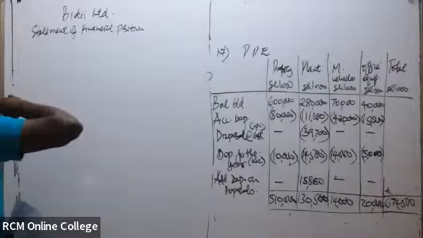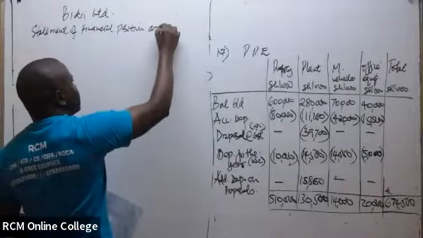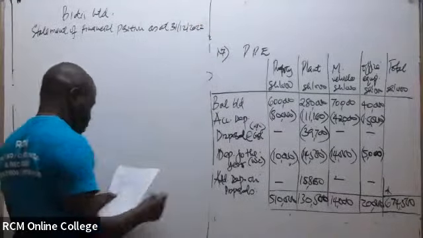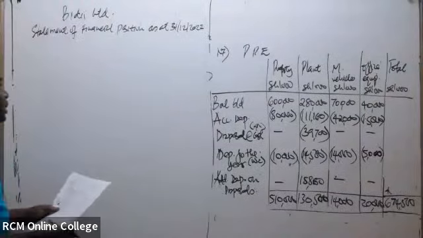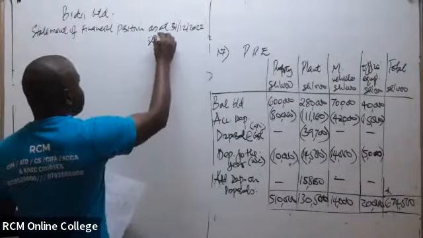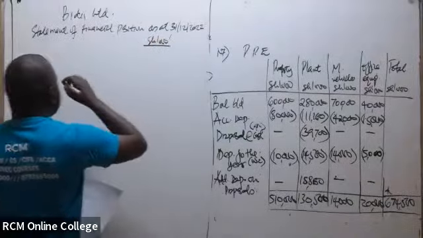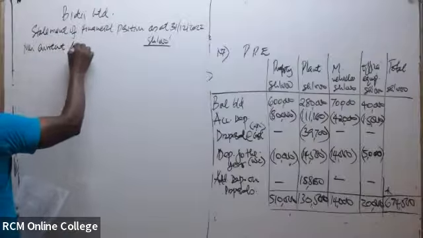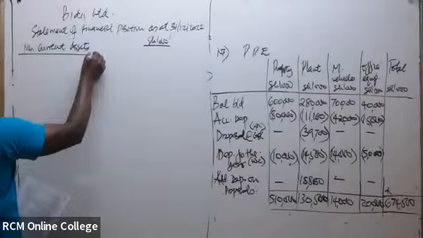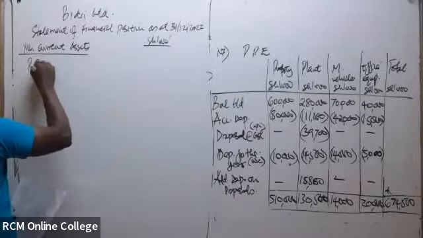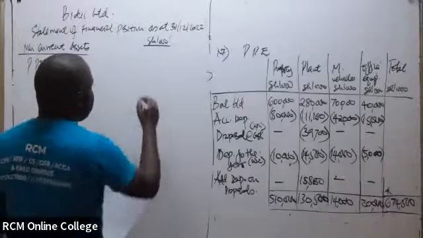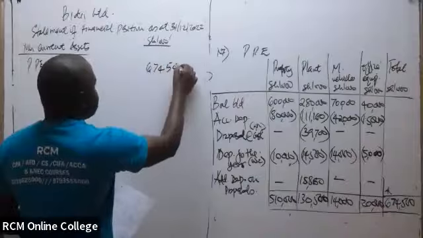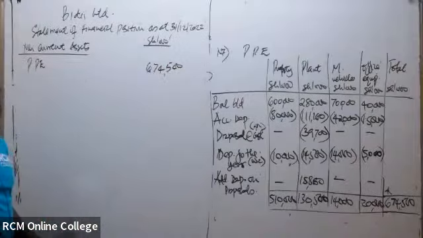BD Limited statement of financial position as at 31st of December 2022. In this case, we have our shillings in thousands. So we can, of course, automatically start with the non-current assets. In this case, we have property, plant, and equipment, which we've gotten as 674,500. So you can look at the trial balance.